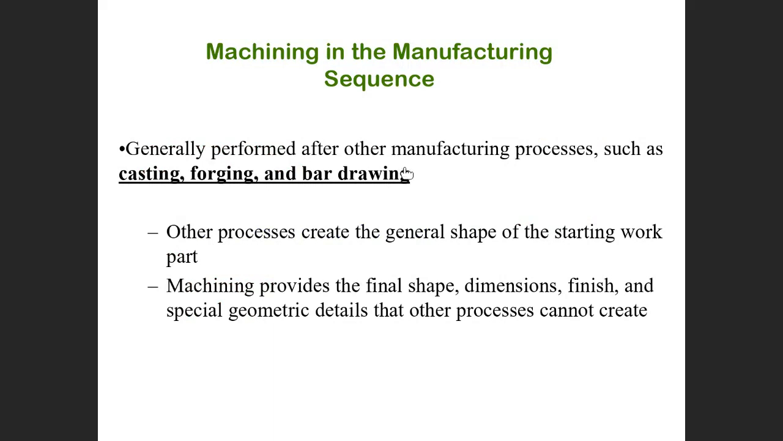Machining is sometimes performed standalone. It could also be done after other manufacturing processes, as I told you, after casting, forging, and other processes, to provide accuracy and precision. Other processes create the general shape, like casting, for example. The shape is done, but casting cannot provide accuracy and precision.